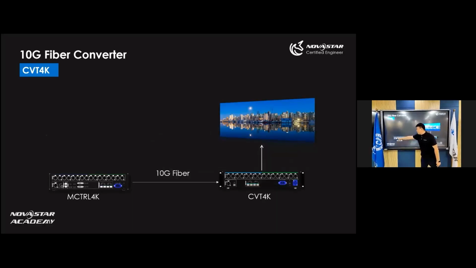MCTRL4K, right? We can use 2 fibers. OPT1 for ports 1 to 8, and OPT2 for ports 9 to 16. Then we go to the CVT4K. And from the CVT4K, we use Ethernet cables to connect screens 1 to 16. So the total structure would be like this. So it's simplified a lot, right? We do not have to use so many pieces, maybe 16 fiber converters. We just need one.